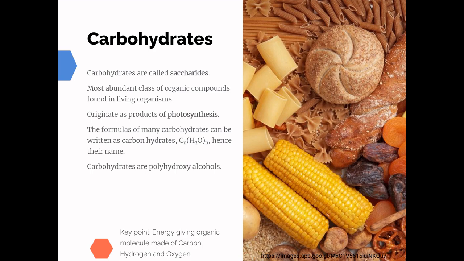The carbohydrates are polyhydroxy alcohols which act as a major source of metabolic energy both for plants and for animals that depend on plants for food. A key point to be taken about carbohydrates is they are energy-giving organic molecules made of carbon, hydrogen, and oxygen.